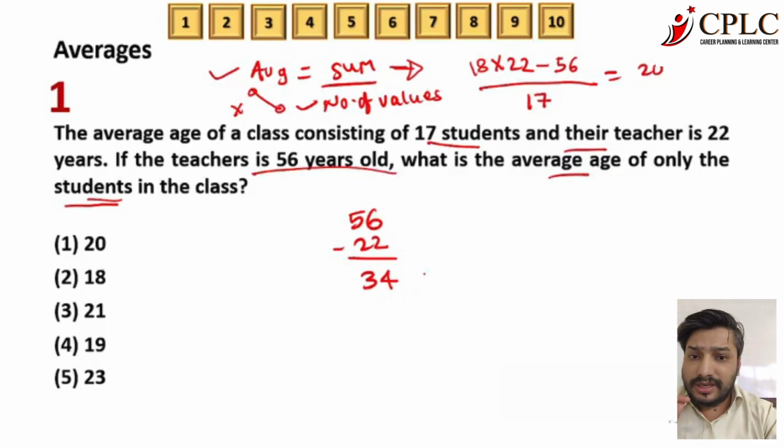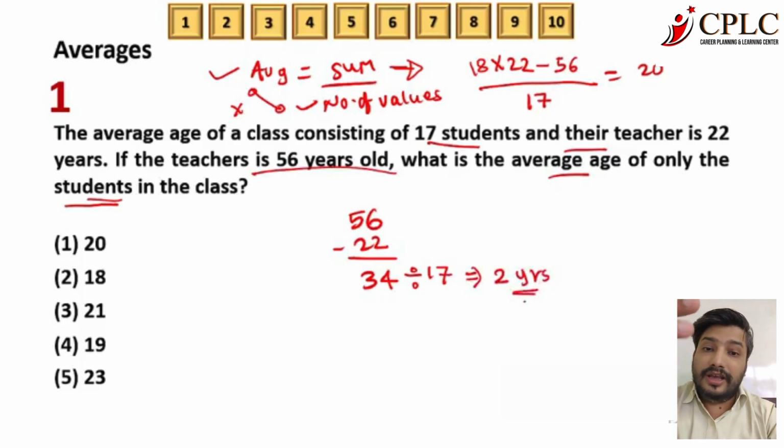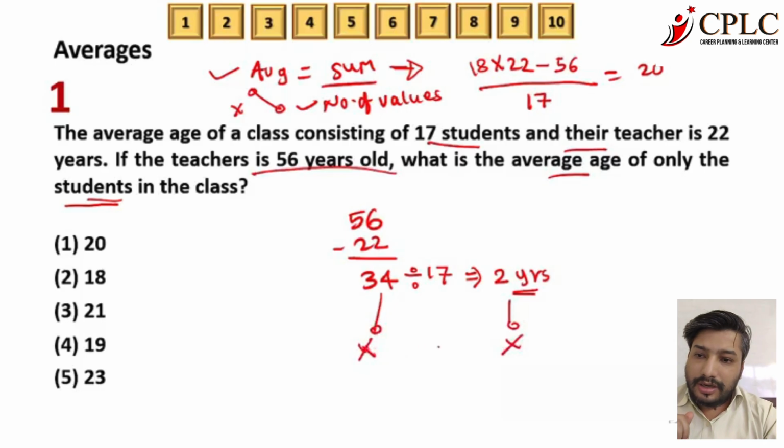Now what we need to do is, whatever is his extra 34 will be divided among all the 17 students equally. So that means every student must be getting 2 years of extra age because of the teacher, when the teacher was with them in the same group. But right now we are removing the teacher. So that means his extra 34 will also be removed. That means every student will also be reduced by 2 years. So now think of it, the entire student community is getting reduced by 2 years each. So obviously the average should also go down by 2 years, and the average becomes 20, which is answer option 1.